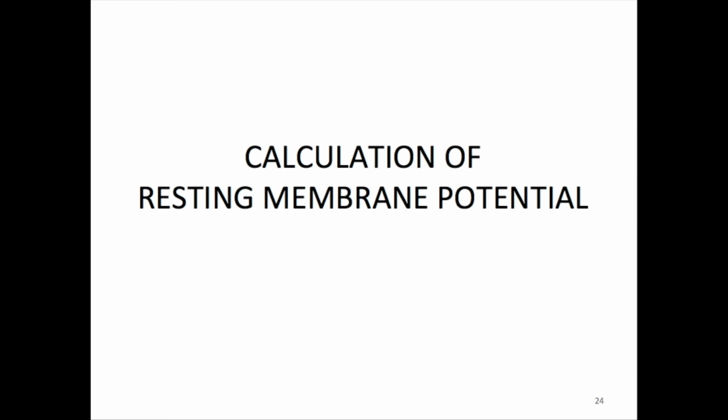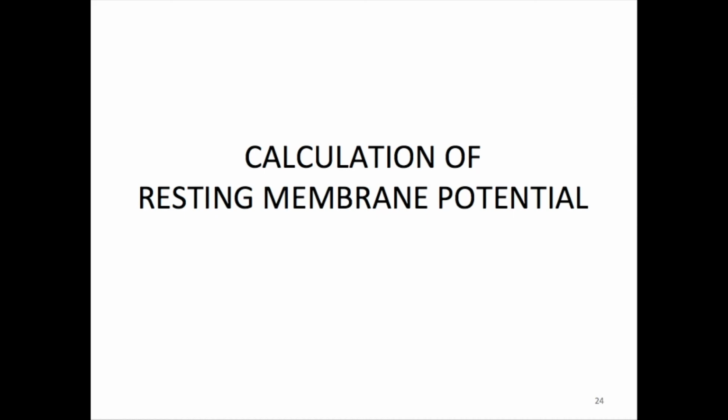Let's now calculate the resting membrane potential keeping all the contributions in mind. The potential contributed by the diffusion of potassium ions alone is around minus 94 millivolts. The potential contributed by the diffusion of sodium ions alone is positive 61 millivolts. The potential contributed by the diffusion of both potassium and sodium ions is minus 86 millivolts. Now, the potential contributed by the sodium potassium pump is minus 4 millivolts.